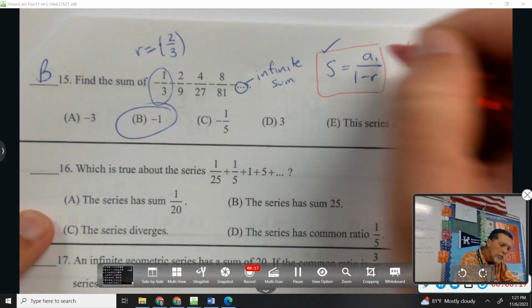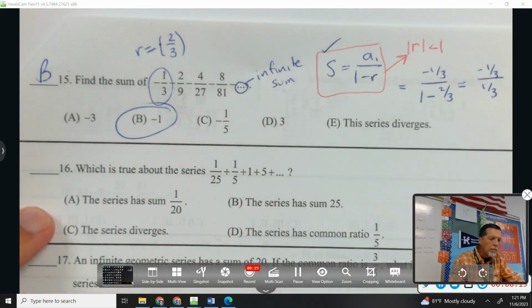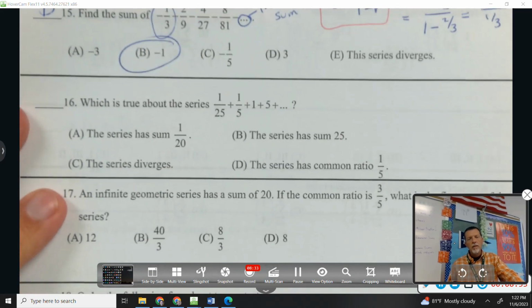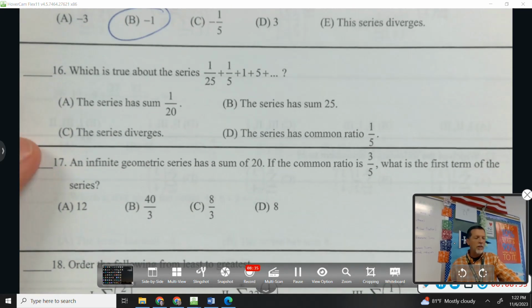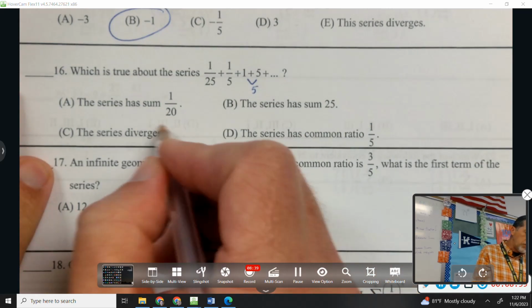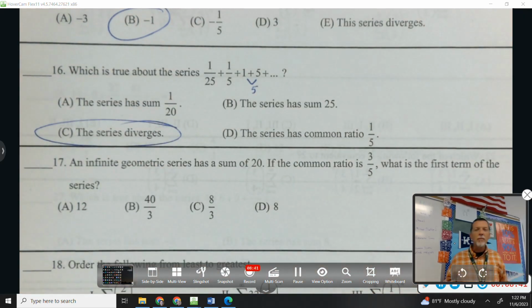Infinite sum formula: make sure you check the r, because I promise you there's going to be questions, like maybe number 16, where r is not less than 1, and so you could use the formula, but you won't get an answer that makes sense. So we're not supposed to do 16 in this video, but r is 5, so it's not going to have a sum. I don't have to do anything. That's just not going to work.